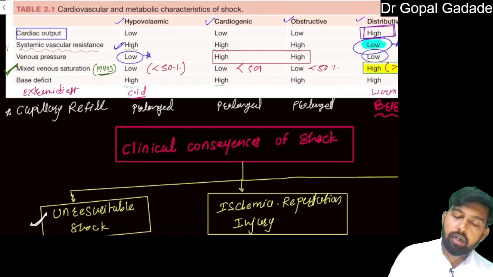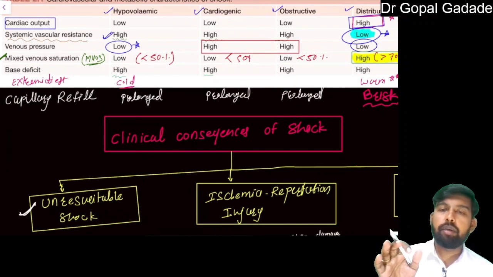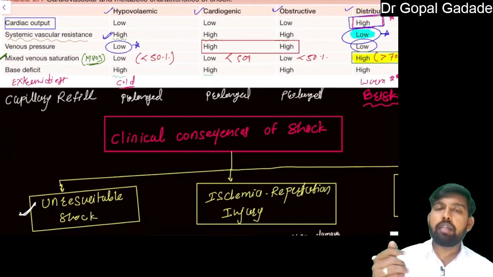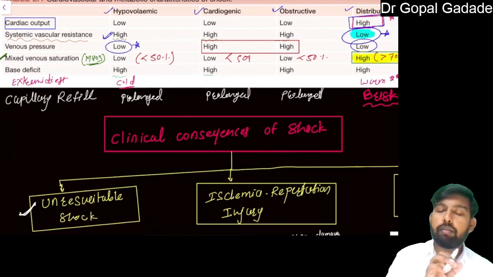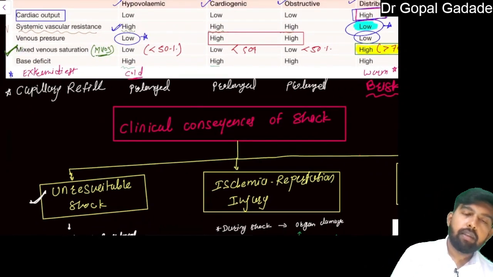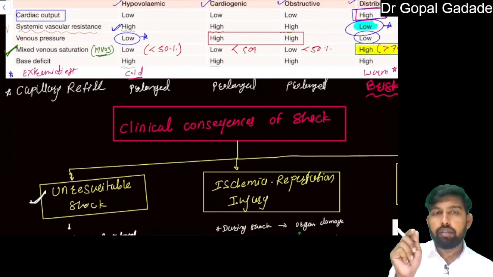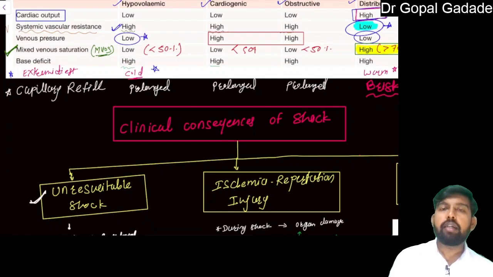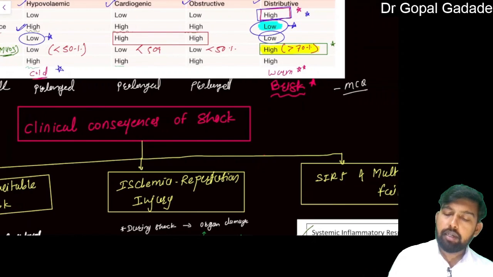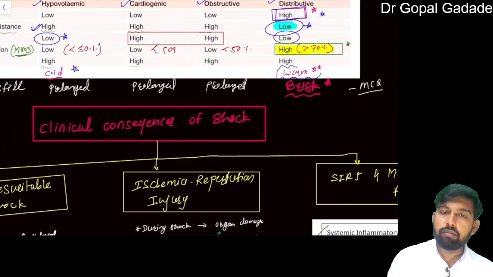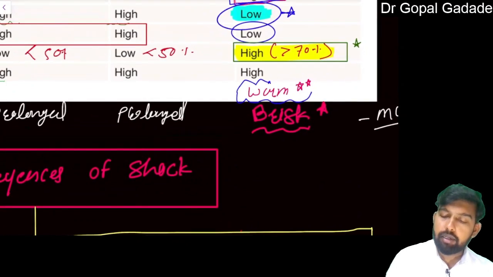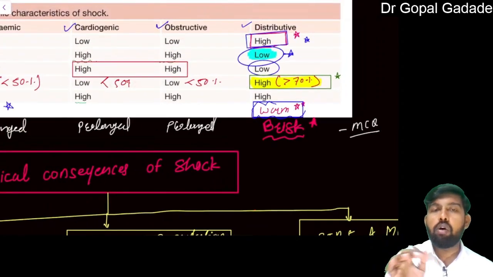Now the base deficit. The base deficit is because of the increase in acidosis, because of the lactic acidosis. So base deficit would be high in all types of shock. How would the extremities be affected? In hypovolemic shock, because of the vasoconstriction, the extremities become cold, and in distributive shock, because of the vasodilatation, the extremities become warm. So septic shock or distributive shock can be called a warm type of shock.